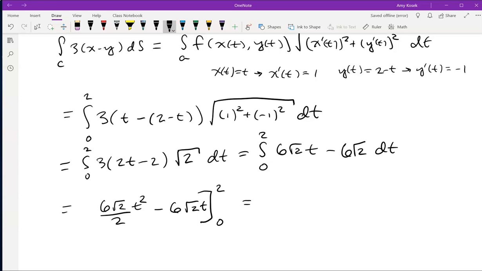So when we plug in 2 to the first term, we'll have 6 square root 2 times 4 over 2, so one of those 2's will cancel. So we'll have 6 times 2 is 12 square root 2. And then we're going to have minus another 12 square root 2. And then when we plug in 0, you just get minus a 0 for that last term. So altogether, we're going to get 0 for this integral.